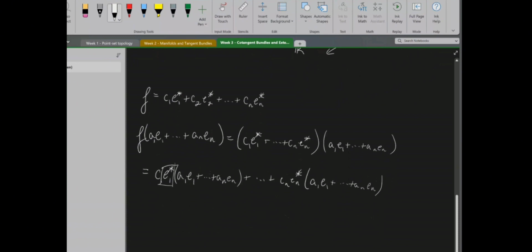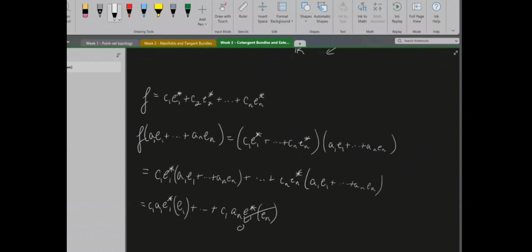And then these things act linearly, so you can distribute. So you end up getting c1 e1 star times a1 e1. You can actually pull this outside. That becomes c1 a1, and that eats e1. I'm going to distribute all these other terms. Plus dot dot dot plus c1 an e1 star en.